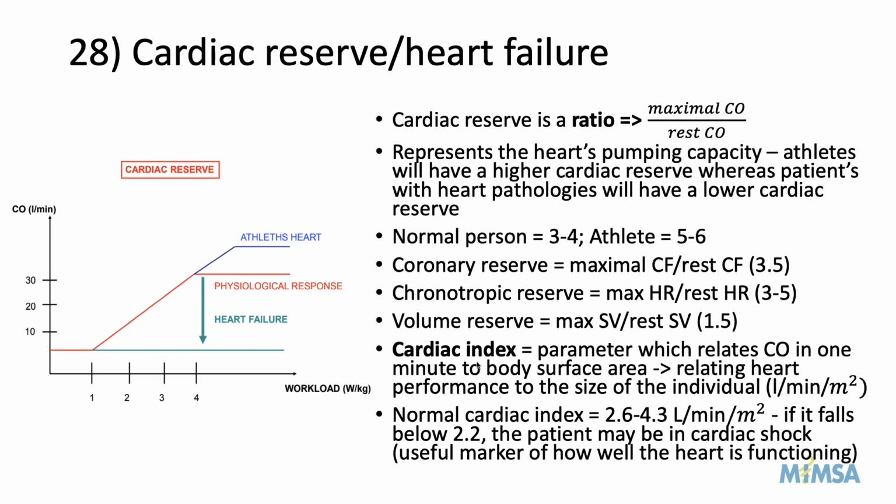You also have a parameter known as the cardiac index that you need to know. The cardiac index is another parameter which lets doctors know how well the heart is functioning compared to the size of the individual. This matters, for example, for obese patients. If they have a very large body surface area, then their cardiac index will be a lot lower. The normal cardiac index is about 2.6 to 4.3 liters per minute per meter squared. And if it falls below 2.2, it's a useful marker which shows that the patient may be in cardiogenic shock and the heart isn't able to cope.